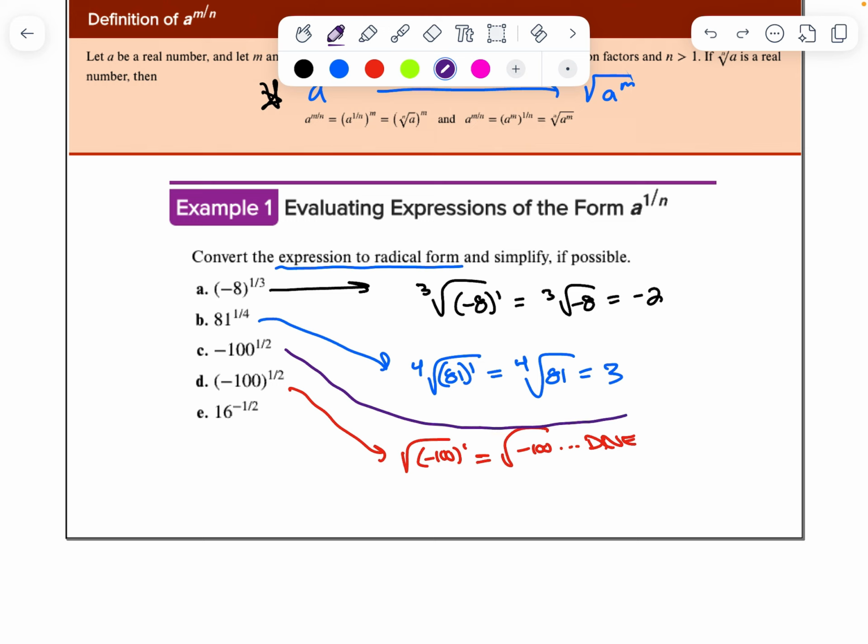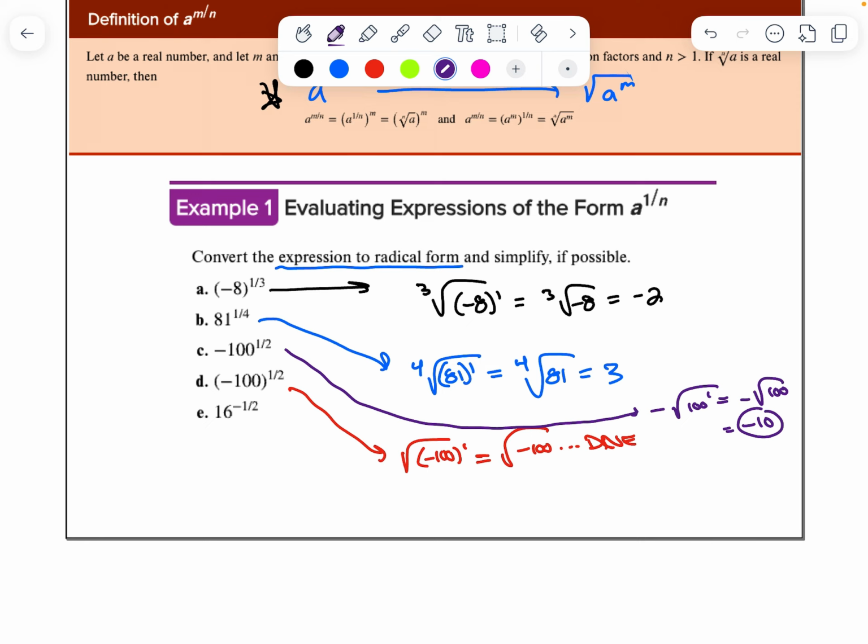On this example, the 1/2 exponent is only being applied to the 100. The negative's just following along. So this is the same thing as negative square root of 100 to the 1, same thing as negative square root of 100, same thing as negative 10. I'm glad I caught that before we went on. The parentheses absolutely matter here.